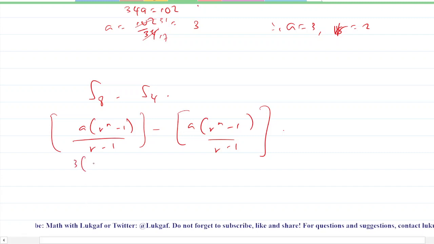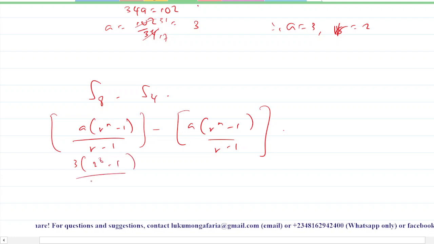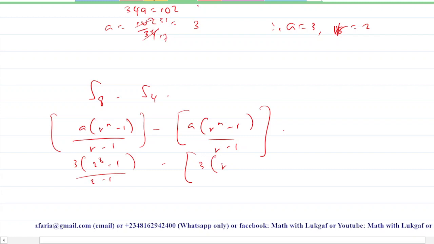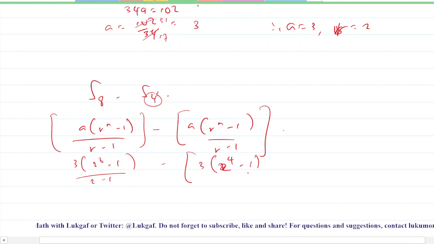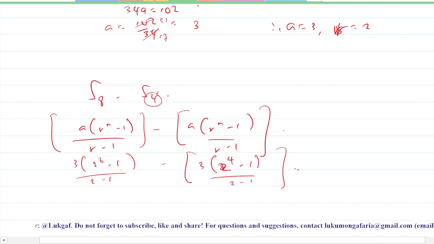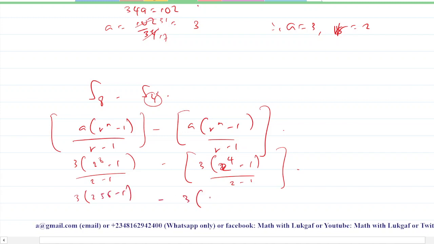Then you have 3 into 2 raised power, then your N, since it is the 8th term, that's going to be 8 minus 1 divided by 2 minus 1. Then again, that's 3 into R raised power. Our R is 2, right? This is going to be 2 raised power 4 now because I'm finding S4, that is the sum of the first 4 terms, minus 1 divided by 2 minus 1. So if you simplify it further, then I'm going to have 3 into 2 raised by 8 is 256 minus 1. Then minus 3, that's 16 minus 1.